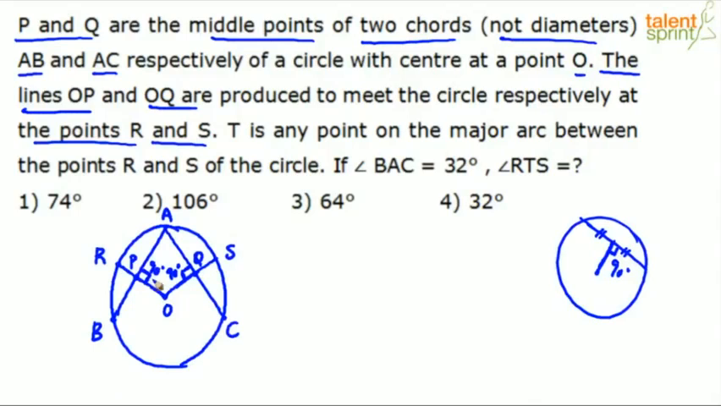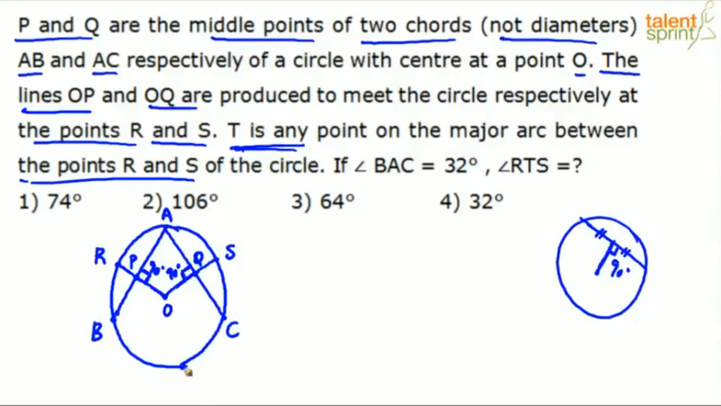Now, let T be any point on the major arc between the points R and S of the circle. T is any point on the major arc between the points R and S. You know that these two points lie on the circle, so there will be a major arc and a minor arc. He says T is any point on the major arc. What is the major arc? This is the major arc. RBCS is the major arc. RAS is the minor arc. So T is any point on the major arc.